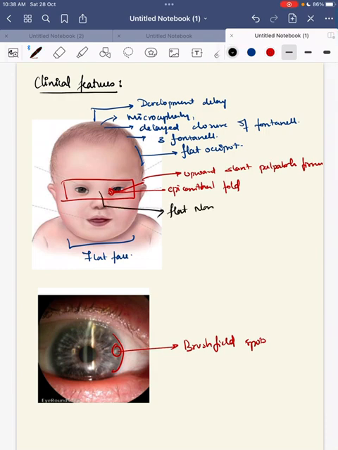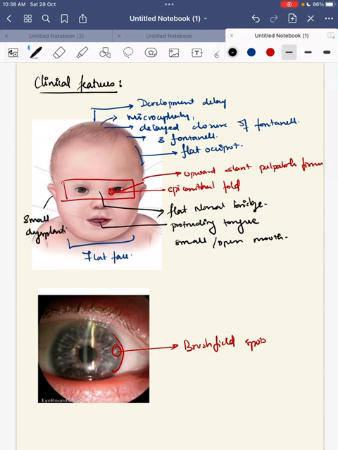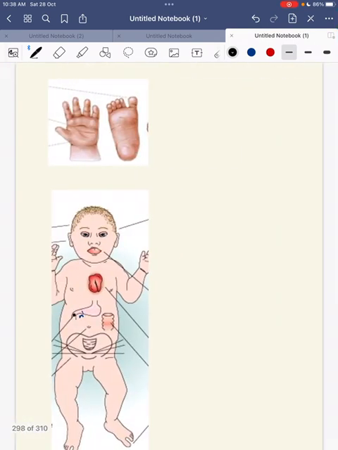Next, the child will have a flat nasal bridge. In the mouth, the child will have a protruding tongue, small mouth or open mouth. In the ears, the child will have small dysplastic ears. Coming to the neck, the child will have a short neck. These are the facial features of a child with Down syndrome.